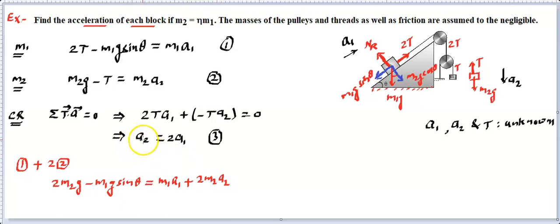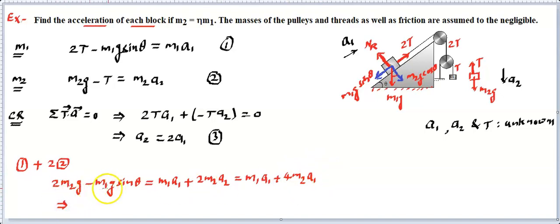Now what do you do? Place the value of a2 in terms of a1. So if you place the value of a2 in terms of a1 using the third equation, that will become basically m1a1 plus 2m2a2 will become 4 times m2a1. From here you can find the a1 value. Can you see the a1 is coming? And moreover, you can rewrite this equation. Let me write over here.